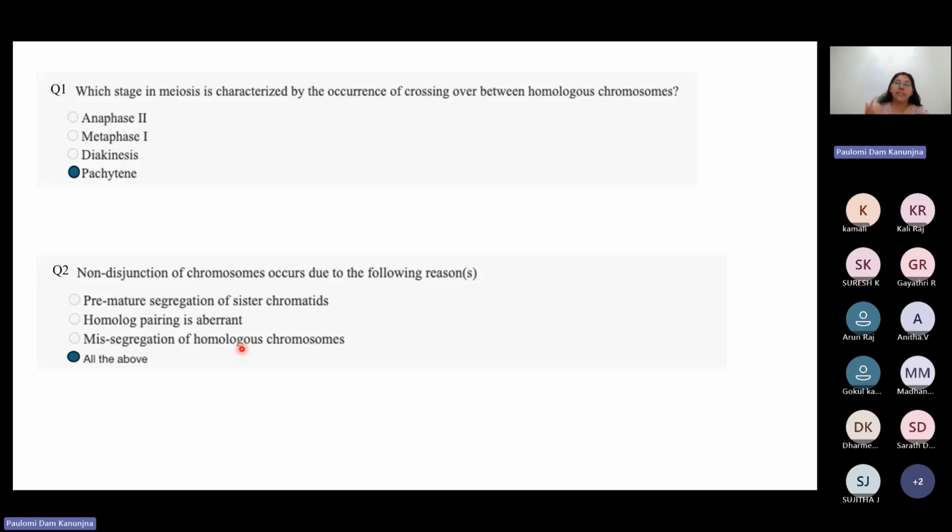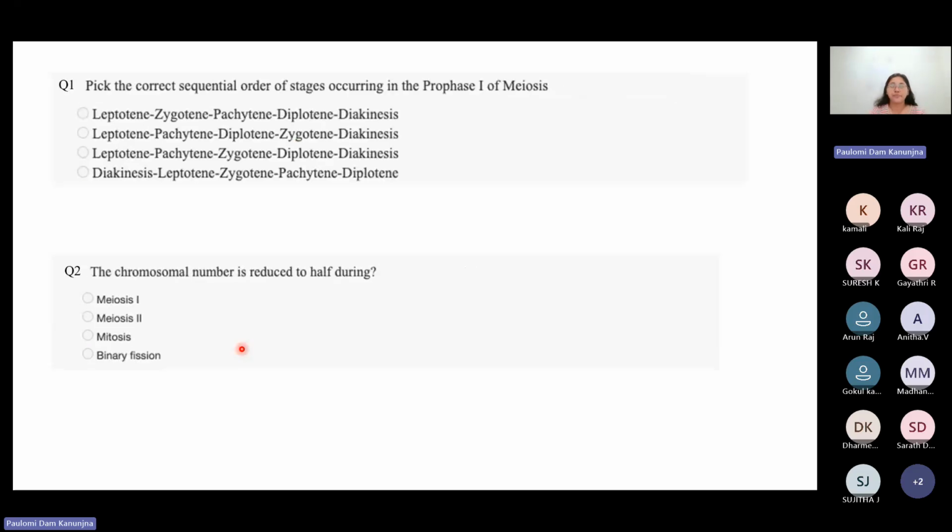So all of this is referred to as non-disjunction of chromosomes, because disjunction means that both chromosome pairs are in different poles. When that does not happen, that's referred to as non-disjunction, and that can happen because of all of these reasons. And the last one for today: the correct order of prophase one, because we have been discussing these different stages.